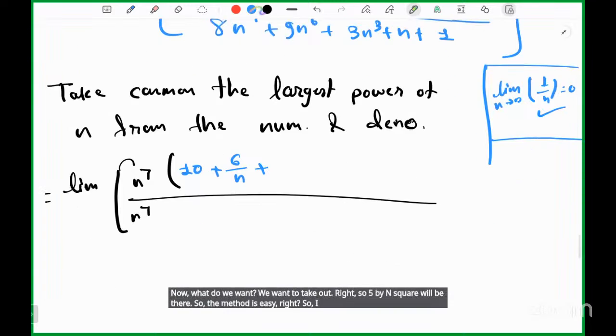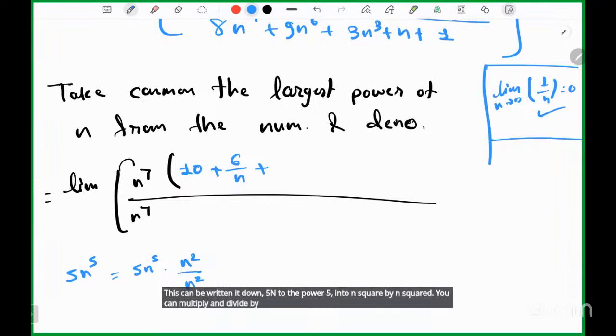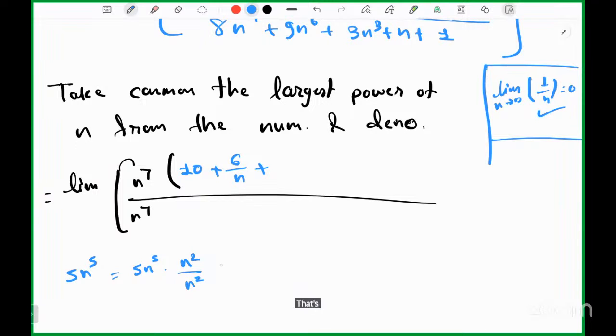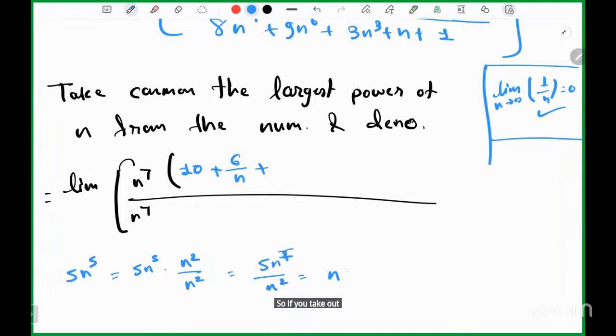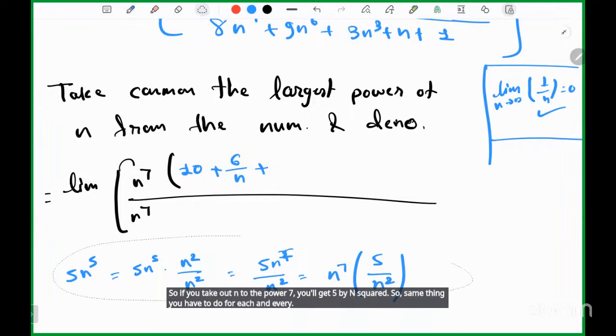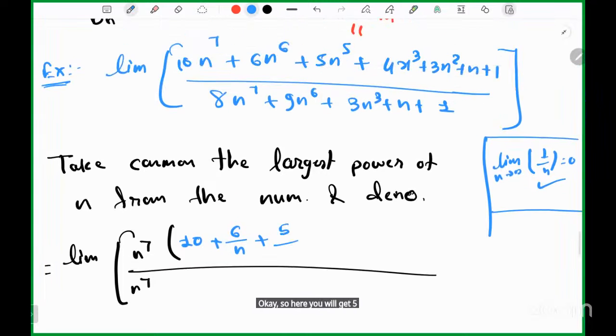I'll just explain one more time. 5n to the power 5 is there. This can be written as 5n to the power 5 into n square by n square. You can multiply and divide by n square. And why am I taking n square? Because if you multiply n to the power 5 with n square, you get n to the power 7. So this will be 5n to the power 7 upon n square. If you take out n to the power 7, you will get 5 by n square. Same thing you have to do for each and every term. So here you will get 5 by n square.